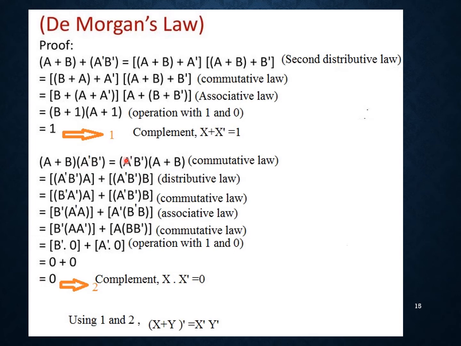When you note down, understand the laws step by step. Then the second complementary law is x dot x bar equal to 0. Using 1 and 2, it's verified that a plus b complement equal to a bar b bar. That means our theorem is verified. You can verify the second De Morgan's law in the same way.